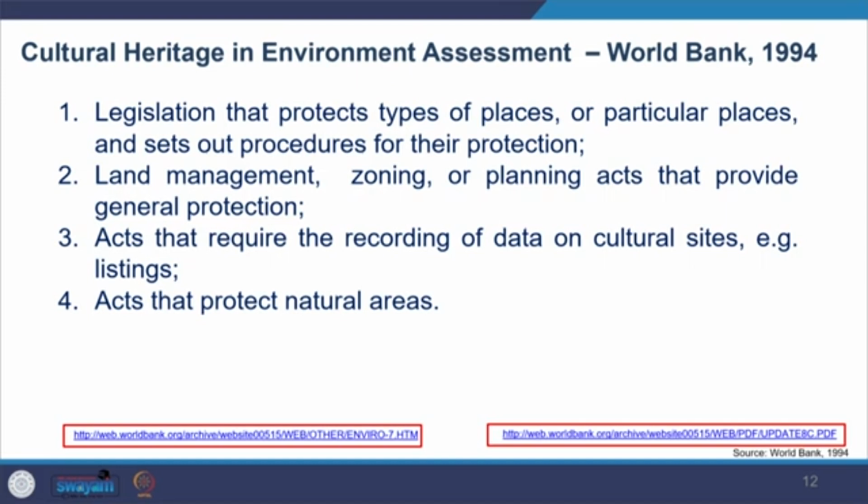Then you also find acts that require recording of data on cultural sites and listing. You also see where listing is done under UNESCO and similar bodies. So there can be acts which are just listing and documenting. And then you will also find acts that protect natural areas where cultural features may be located. So those areas can be protected. So you see these four types: protection through a process, land management or zoning, listing of things, and protection provided to natural areas.